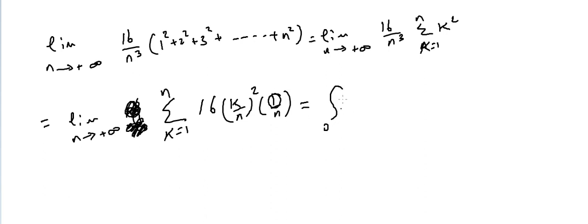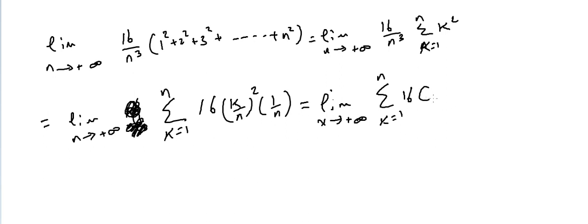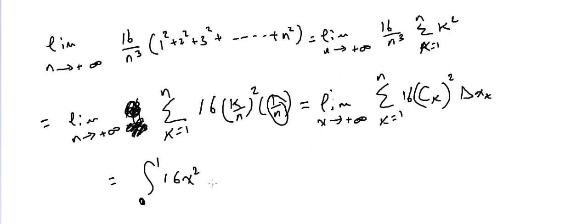Also, 1 over n means from 0 to 1. Before doing that, I forgot to write the limit, right? It's the limit as n approaches plus infinity of the summation k equals 1 to n of 16 times c_k squared, where c_k is k over n, times 1 over n, which is delta x sub k. Now it's equal to the integral from 0 to 1. Why from 0 to 1? Because the delta x we choose is 1 over n. 16 x squared dx. Done.